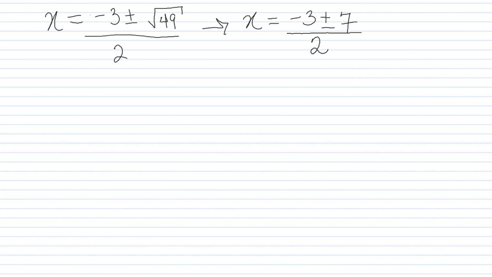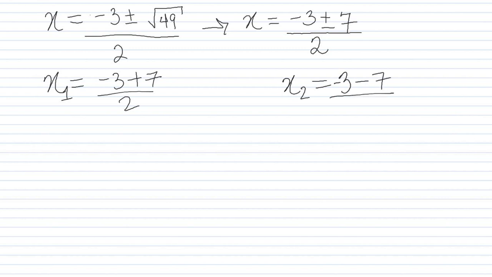So divided by 2, so you have x equals, now that we have this, we can split our information into the plus point and the minus point. So we can call it x1, and then we can call it x2. So you have negative 3 plus 7 divided by 2. And this part, since we have a plus or minus, we can say negative 3 minus 7 divided by 2.